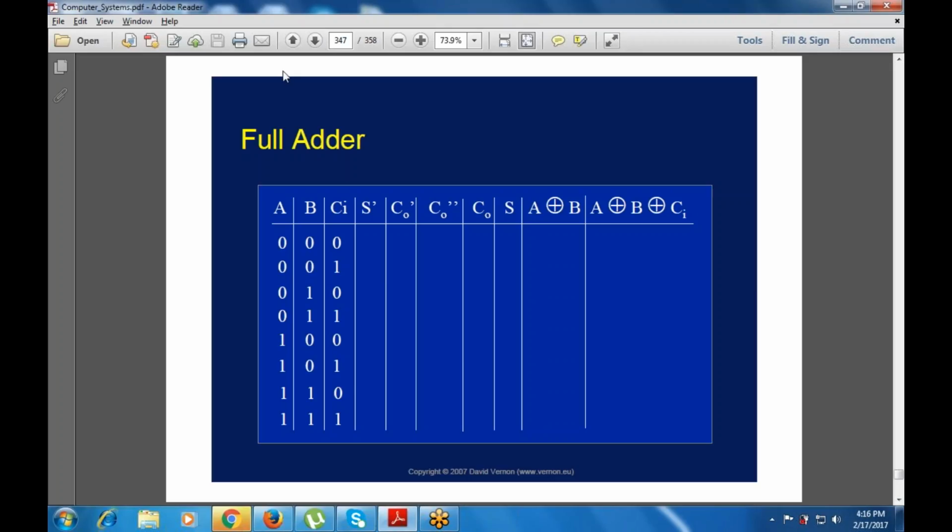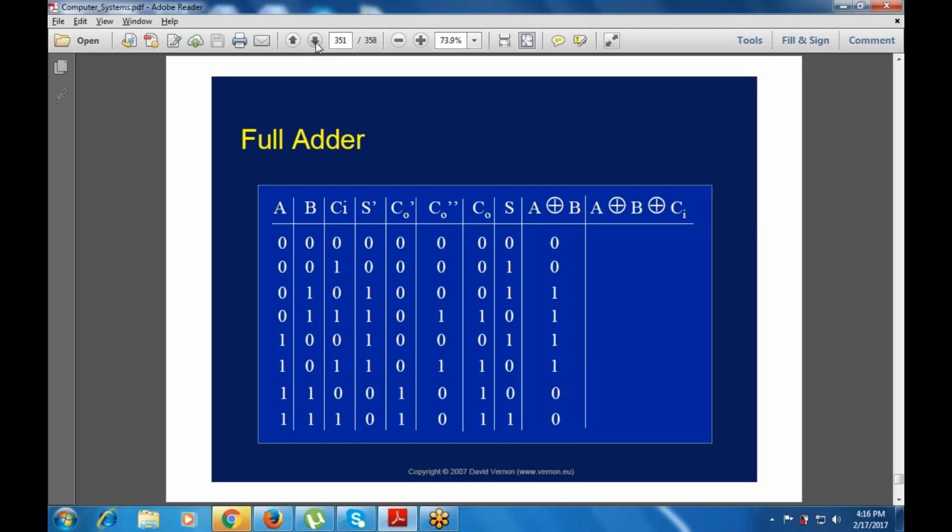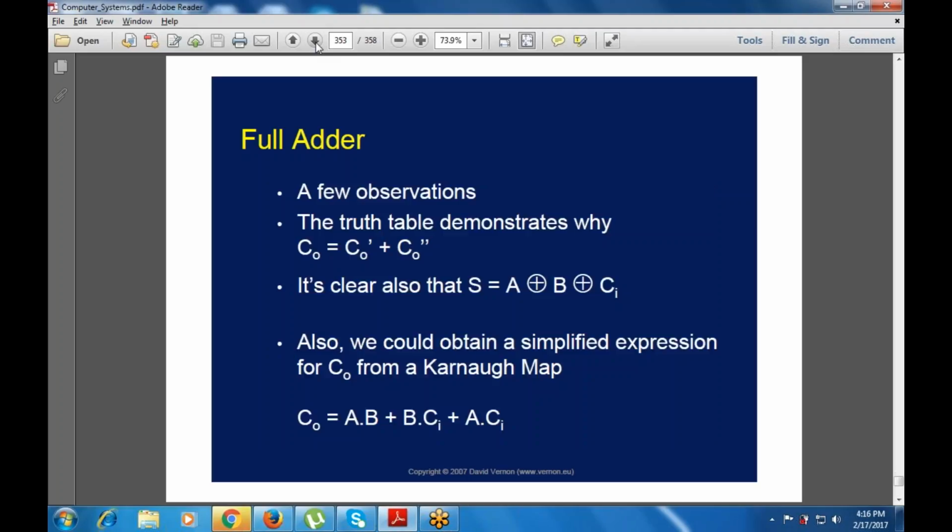Then 0 1 is 0. Now again it is using the XOR, that is A XOR B, and A XOR B XOR C. This is the table that is filled with the S, then it is filled with the C0, then again S, then again C0, then A XOR B, then A XOR B XOR C.